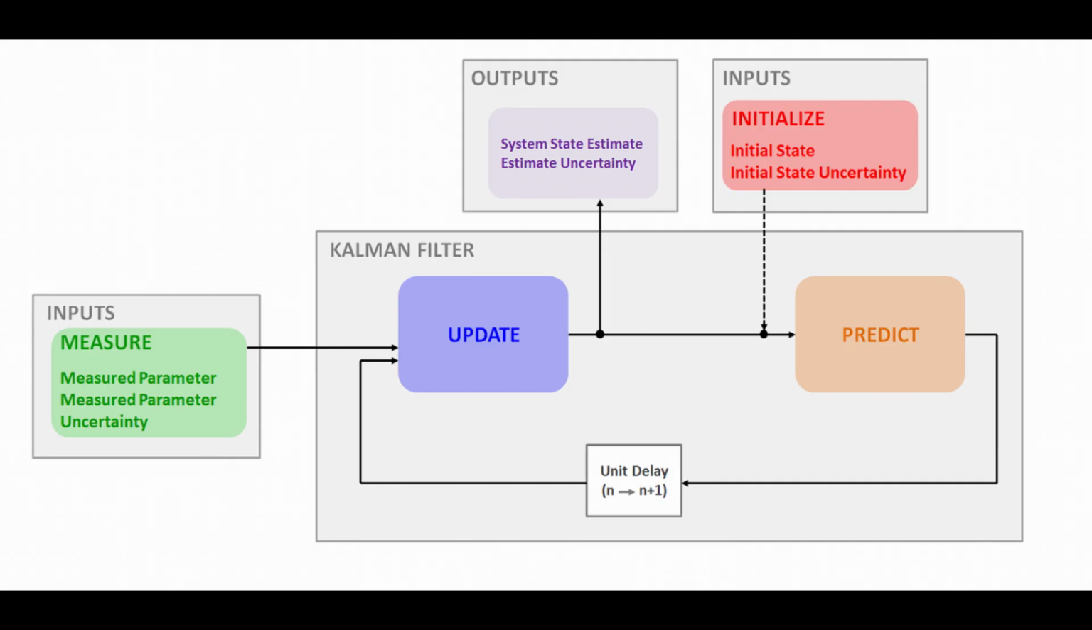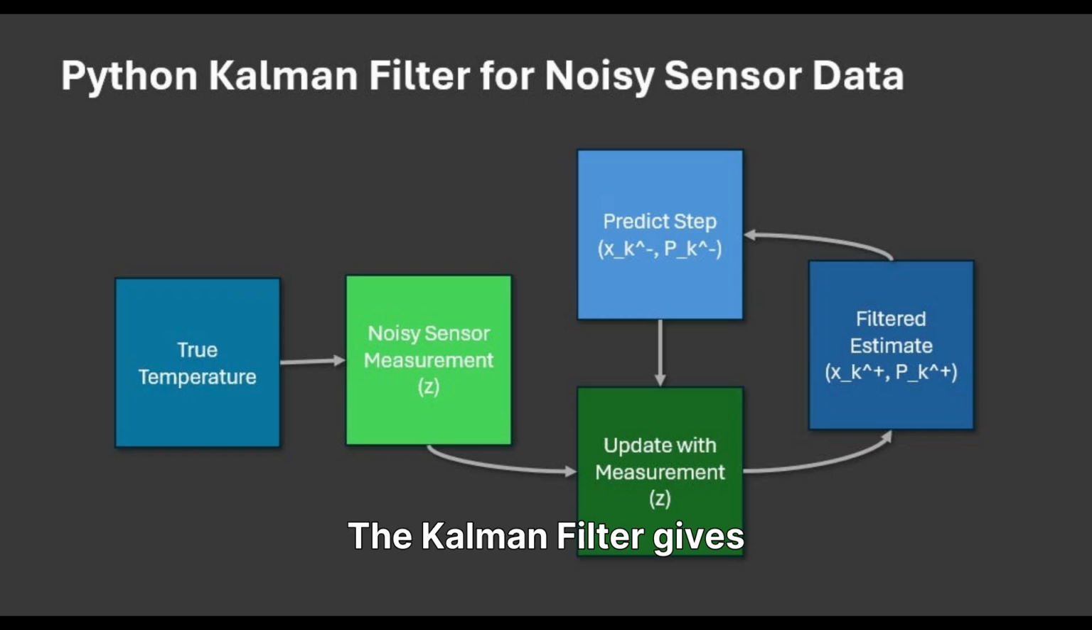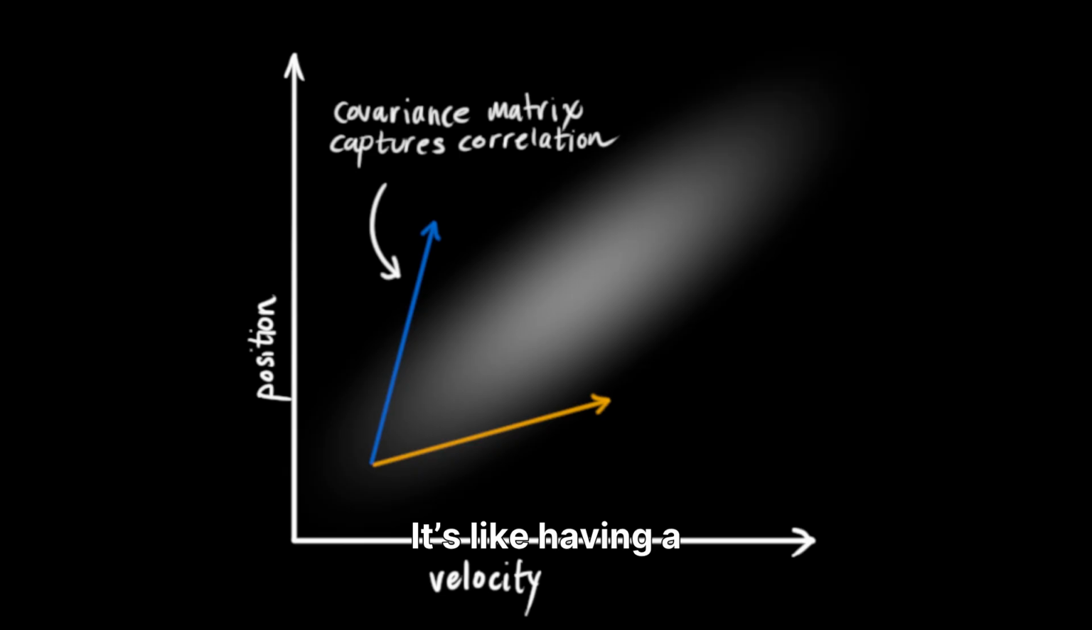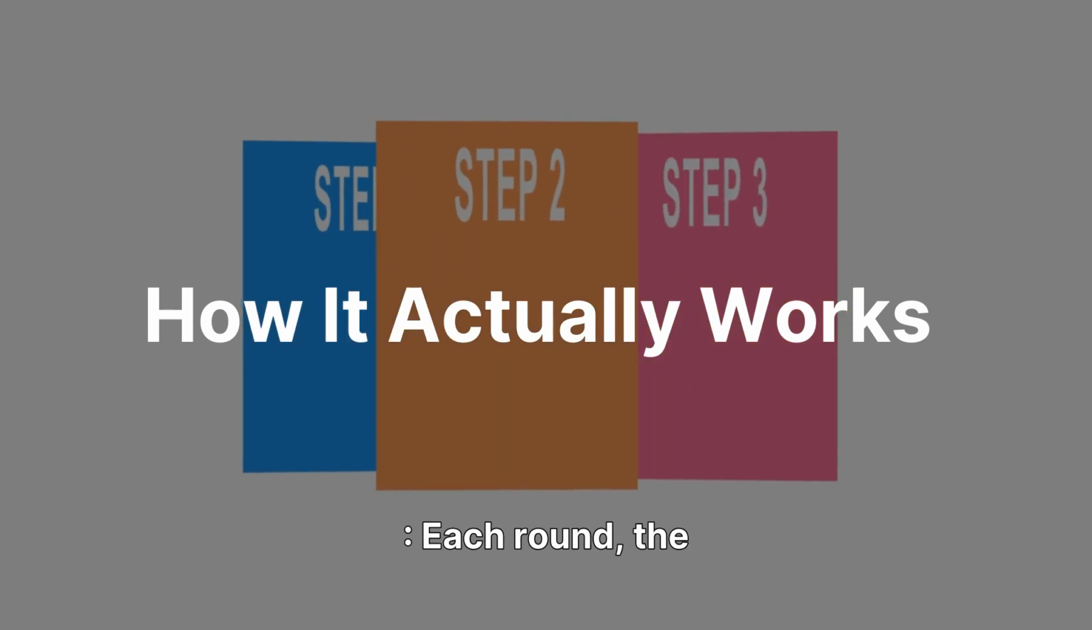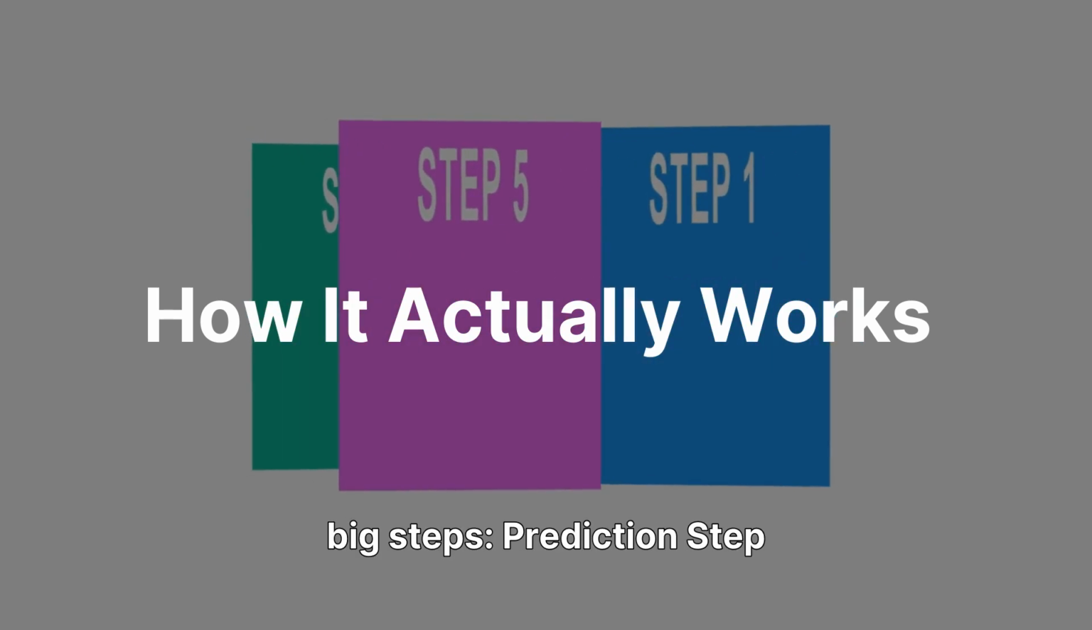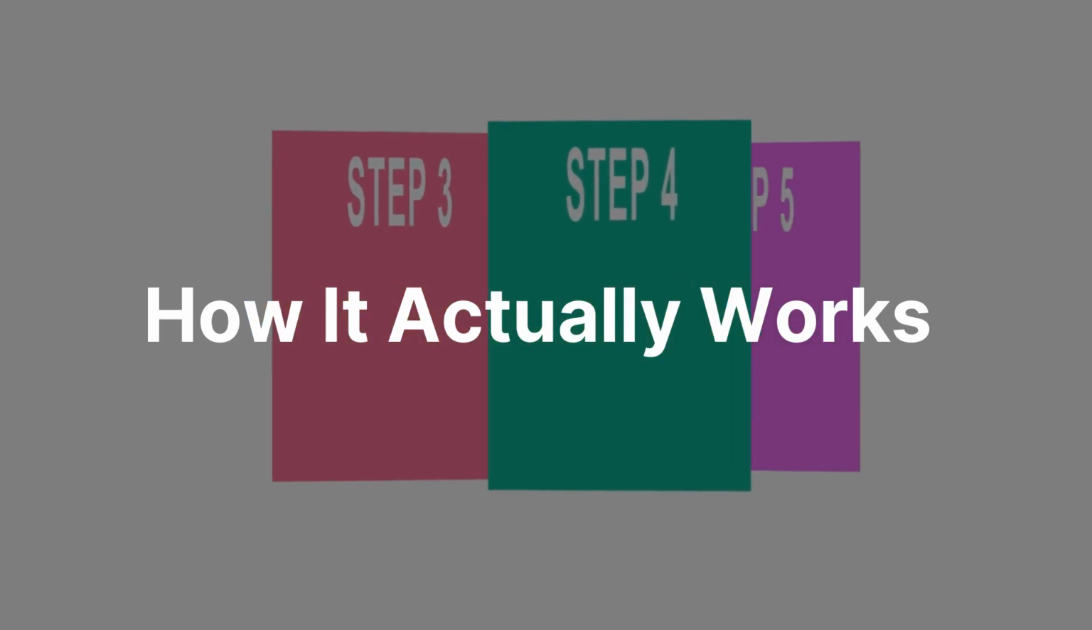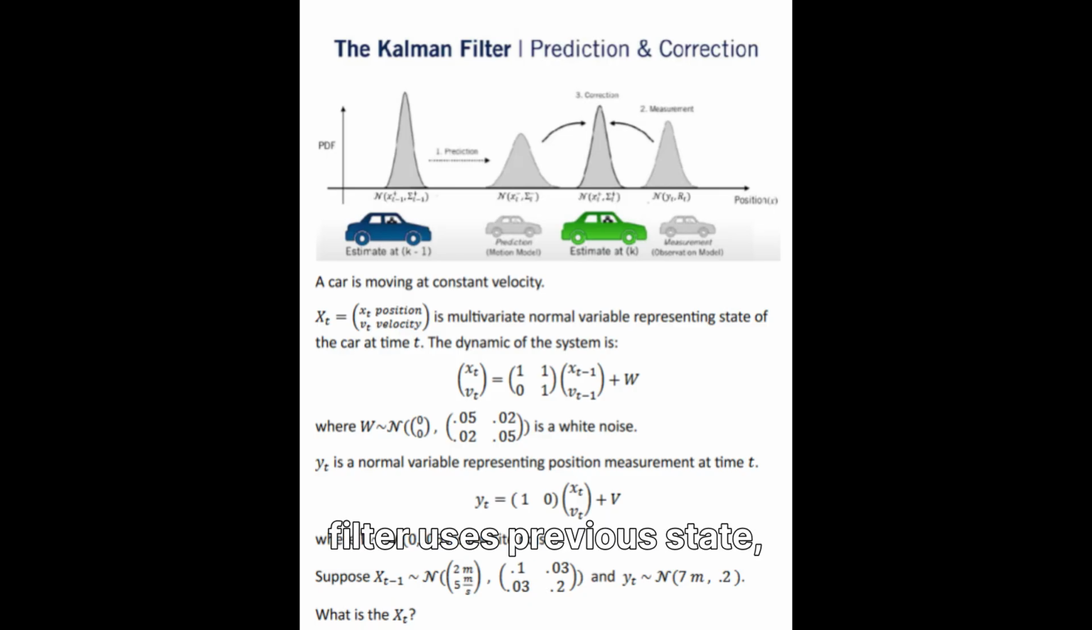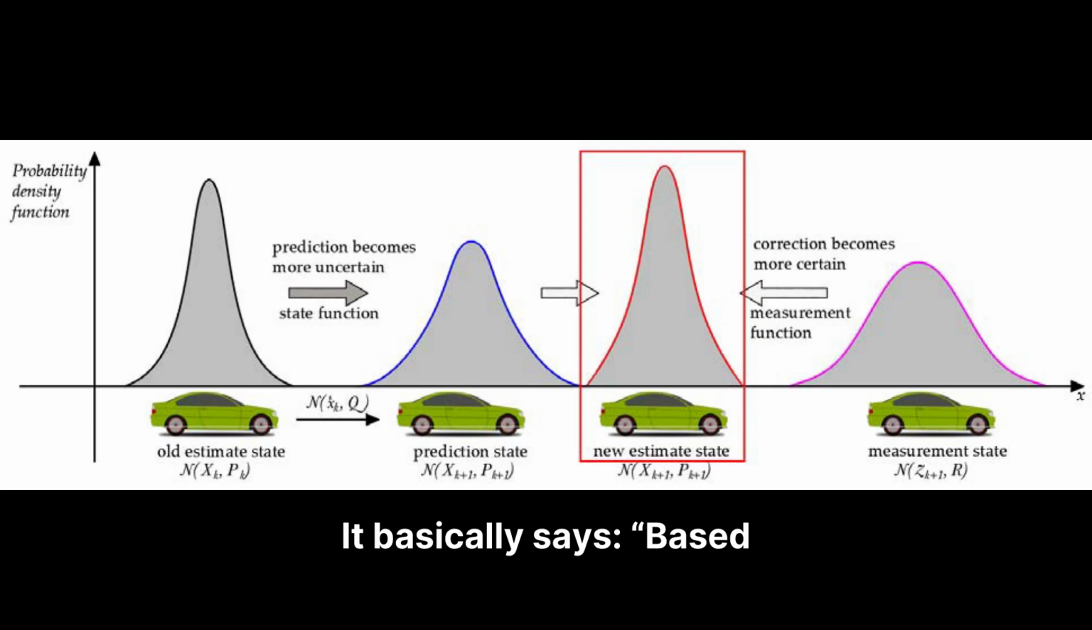Why it's so powerful: because it can estimate hidden truth even when inputs are messy. The Kalman filter gives smoother movement tracking, more stable estimates, more accurate predictions, and less noise and jitter. It's like having a superhuman sense of intuition. How it actually works: each round, the Kalman filter does 2 big steps: prediction step and correction step. The prediction step: the filter uses previous state, velocity, motion, and known physics to predict the next state. It basically says, based on how things were going, this is where things should be now.